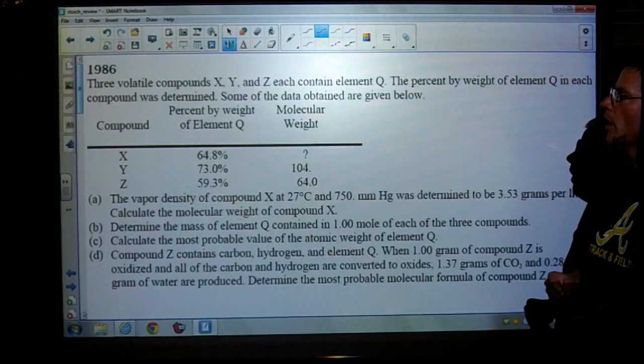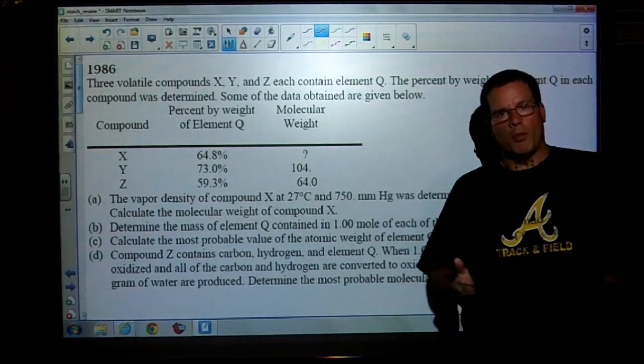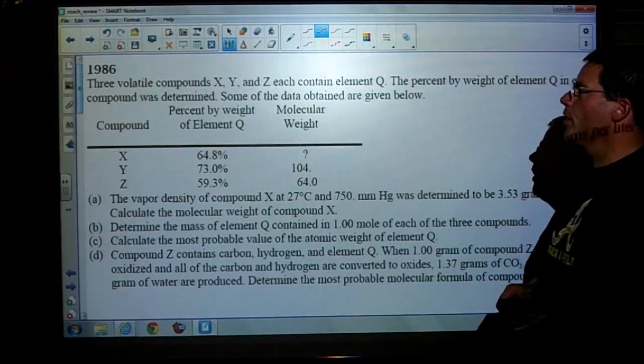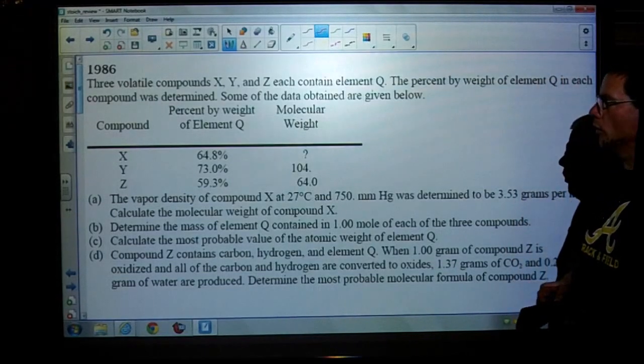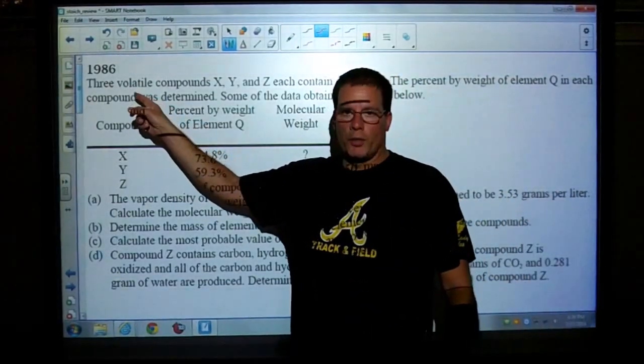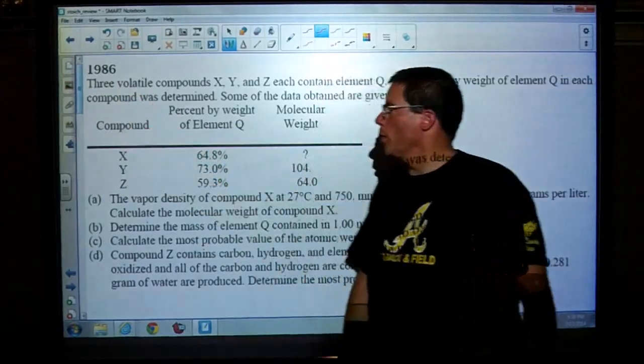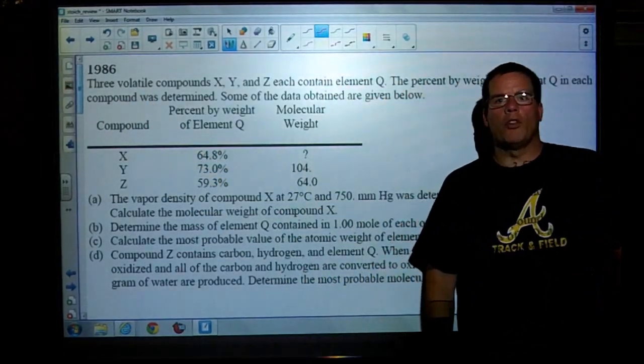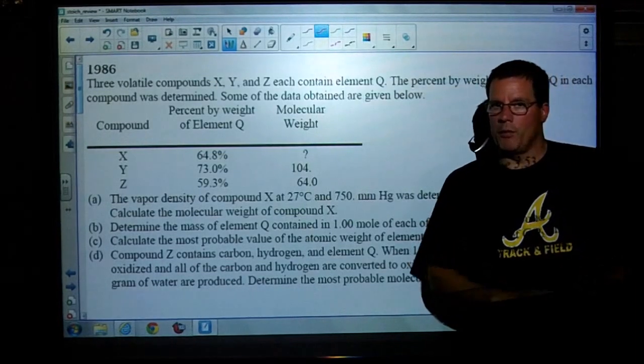1986 question. Again, it's dealing with stoichiometry and some other stuff here. Three volatile compounds, X, Y, and Z. Now, before we go any further, make sure you know what the term volatile means. Volatile means that it simply evaporates easily at room temperature.